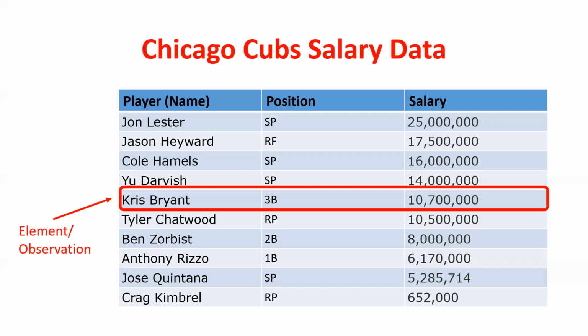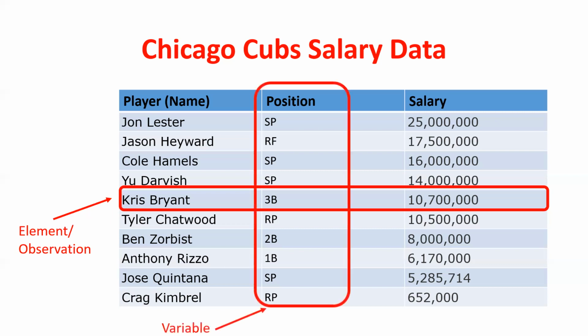So for each one of these observations, we're then going to collect information on different variables, which are our columns. I've got the variable salary, and I've collected it for every single observation I have here, or every single player, or person. Okay? So our rows are observations, and our columns are going to be our variables. Right?